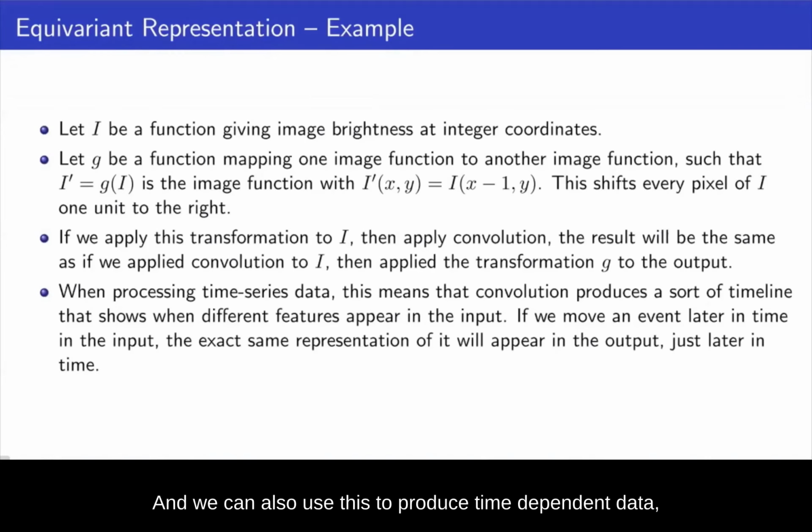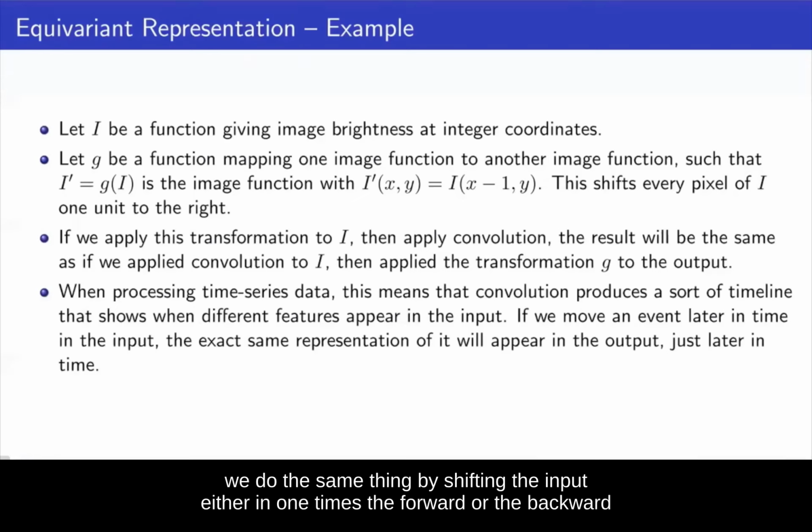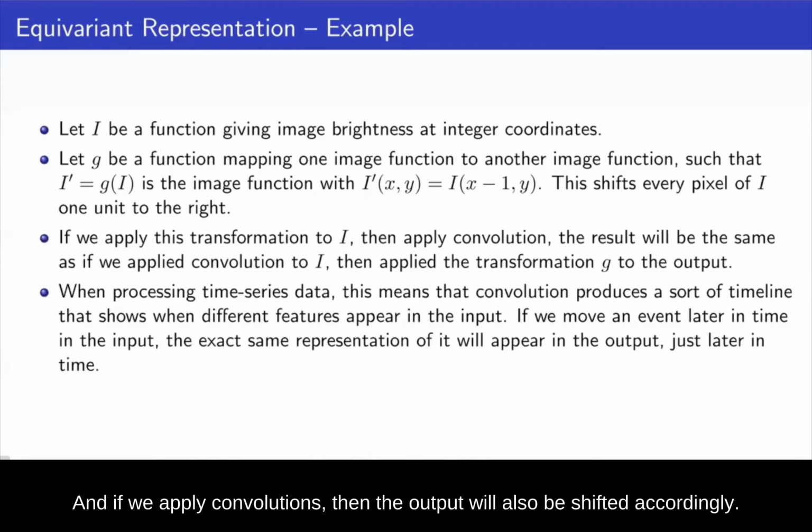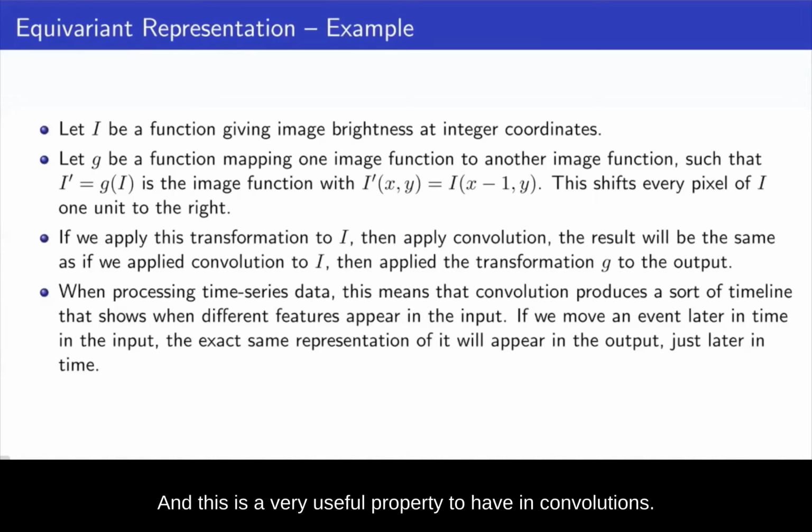We can also use this for time-dependent data, not only in images, but also in 1D convolutions, for example. If you apply 1D convolutions over time, we do the same thing by shifting the input either forward or backward, or even by several time steps. If we apply convolutions, then the output will also be shifted accordingly. This is a very useful property to have in convolutions.